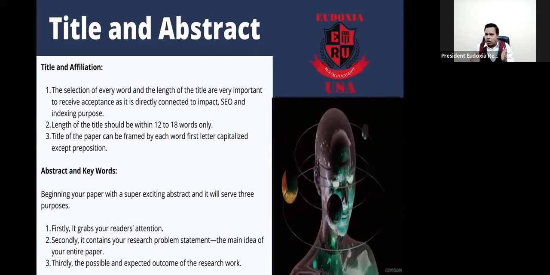So the maximum words you can use is 150 for science people, maximum 200, and if you are from social science or humanities, then you can go up to 250 to 300. 300 is generally not taken. Try to manage within 250 words. Every word should have a good impact. That is necessary. Secondly, it contains your research problem statement.